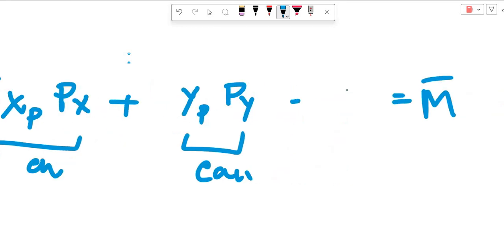These two should add up to M bar, because I said there would not be any savings. So you're spending your entire money on both chocolates and candies. So the expenditure on chocolates and expenditure on candies should add up to your income, right?